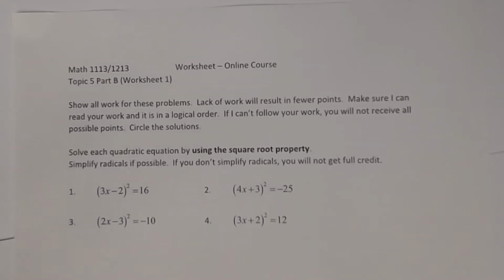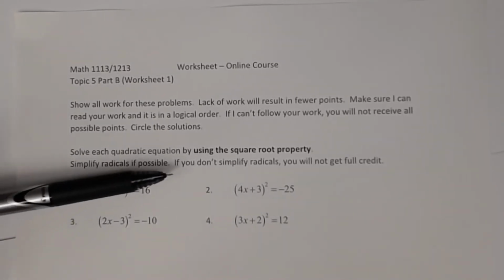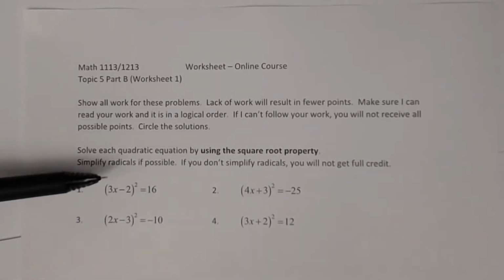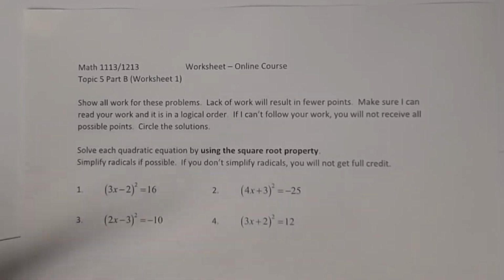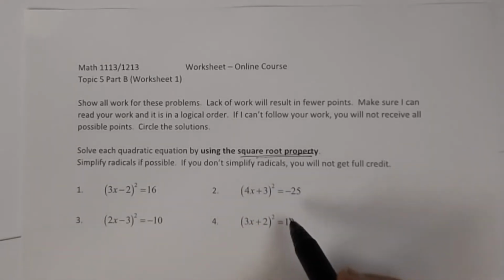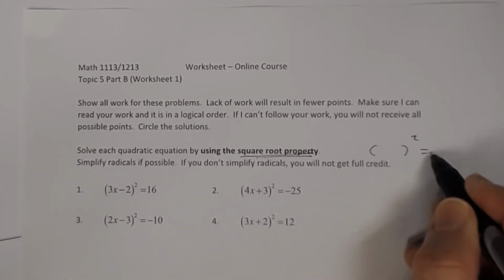This is a key to the worksheet dealing with topic 5, part B. And part B is the one where you had these quadratic equations, and you want to solve these quadratic equations, but the way you want to solve these particular quadratic equations is to use the square root property. The reason you want to use the square root property is because it's in that form. It's in the form where you have some expression squared equal a number.